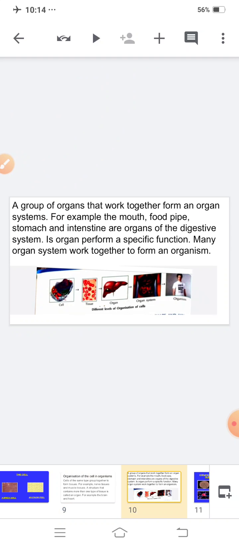Clear? With the help of the mouth you can eat food. With the help of the food pipe, that food will go to the stomach, and with the help of the intestine, it will be digested. So together all these organs are known as your digestive system. Each organ performs a specific function. Many organ systems work together to form an organism.